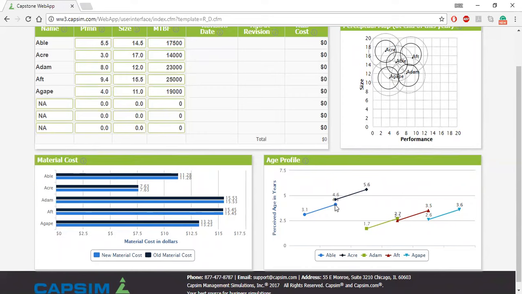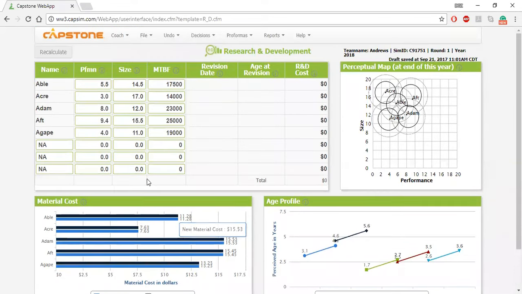So how do you adjust the perceived age? Any change to the performance or the size of the sensor, no matter how big or how small, will change the perceived age by half. It'll be cut in half. So for the purpose of cutting the age and just for this demonstration, I'm going to make a very small change to that ABLE product. I'm going to adjust the performance of the sensor from 5.5 to 5.6. I'm recalculating now.